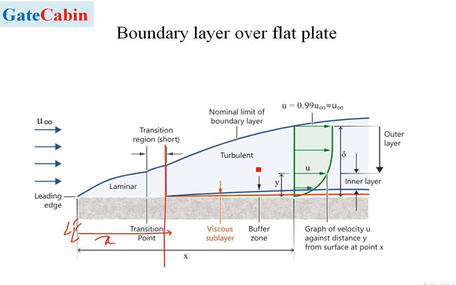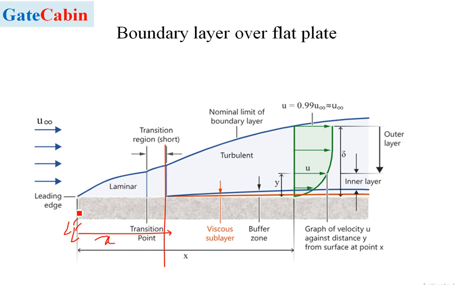So as you can see from the image over here, initially the uniform flow, the undisturbed flow, the free stream flow, when it touches the surface of the plate, you can see the boundary layer starts coming into the picture. In this region the flow remains laminar, but as you can see, the flow velocity will keep on changing.